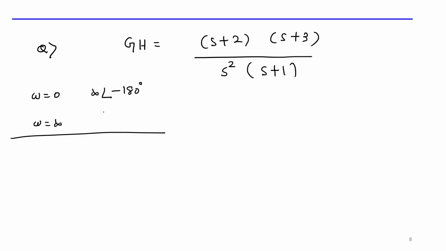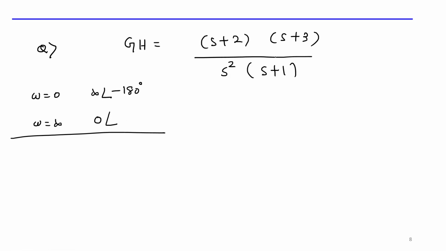Now, at omega equal to infinity, what is the magnitude? 0, right? Because 1 by infinity is 0. If you put infinity, infinity plus 2, infinity plus 3, divided by infinity and infinity plus 2, so this 1 by infinity makes it 0. Don't consider other terms. Something by infinity is 0, right?